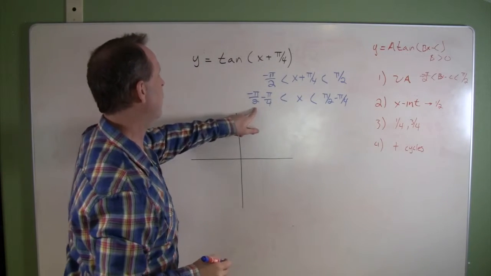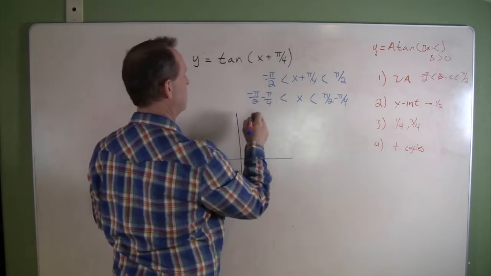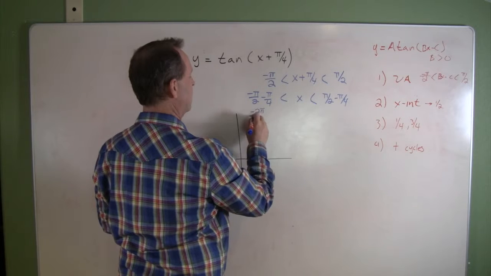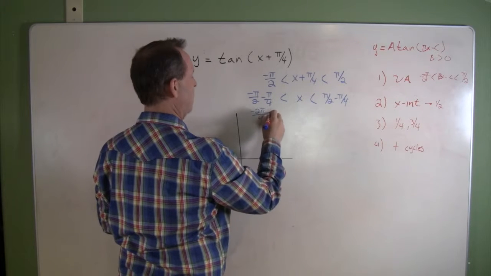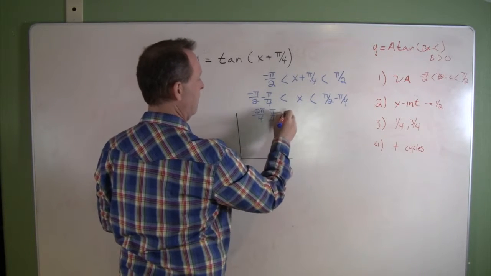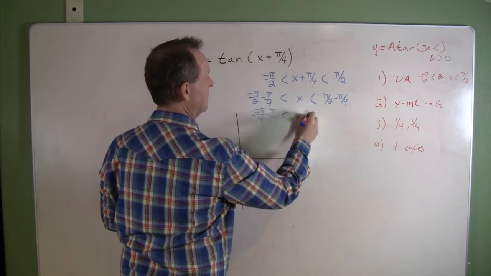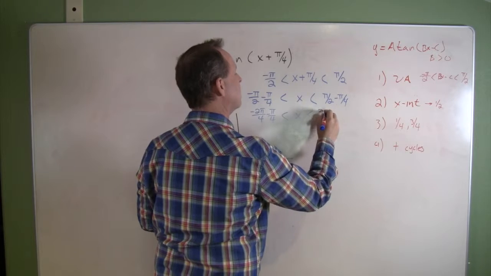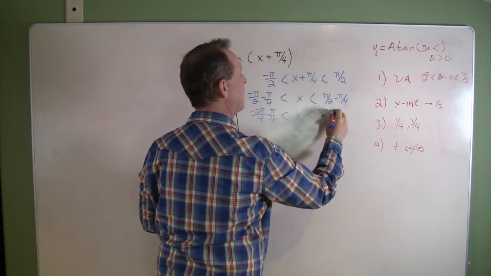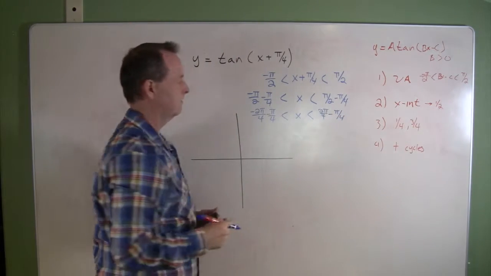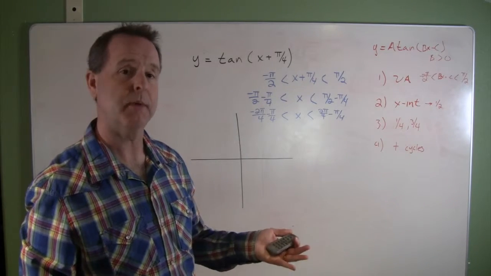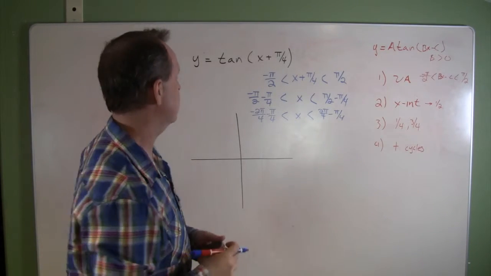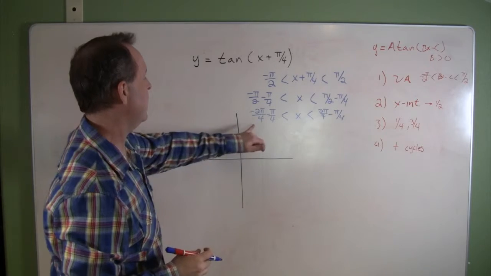Let's find a common denominator. Let's multiply this first one by 2 over 2. So I have minus 2 pi over 4 minus pi over 4. Add those. Let's make this a 2 pi over a 4 minus a pi over 4. Again, we're just using some basic algebra to isolate for x in this compound inequality.